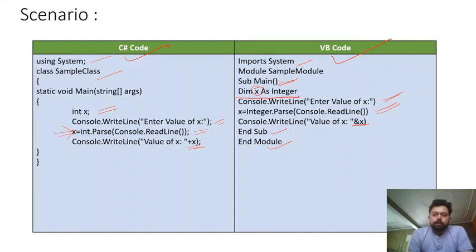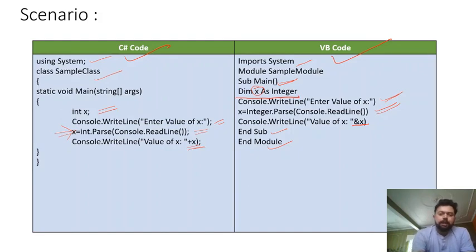What we are doing here is printing the value of x, inputting the value from the user and then printing it. So programmatically both are different code but doing the same thing, right?